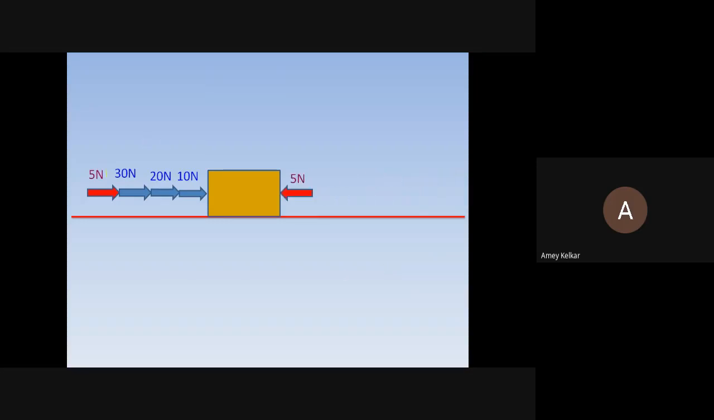Now in this scenario, this 5 Newton force and this 5 Newton force together form an equilibrium, means equal and opposite. So this force is acting towards the right side, pushing the box towards the right side. This is pushing the box towards the left side. So what happens? They cancel out each other. Their effect will not be into picture, and only the action will be of these three forces, or the system of three forces. This is what the definition of superposition says.